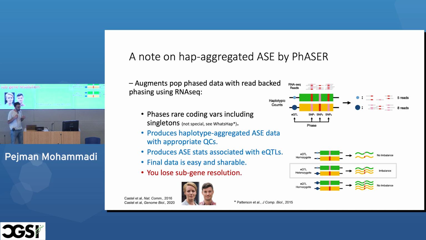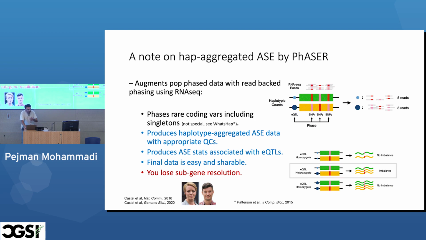This is nice because you don't have to deal with the variance. It's easy, and it's also shareable. For example, the entire haplotype level ASC data from GTEx is now downloadable on the GTEx portal. It doesn't need dbGaP or anything, as opposed to the actual ASC data that you need to go through dbGaP for, because it has all the genotype data in it.